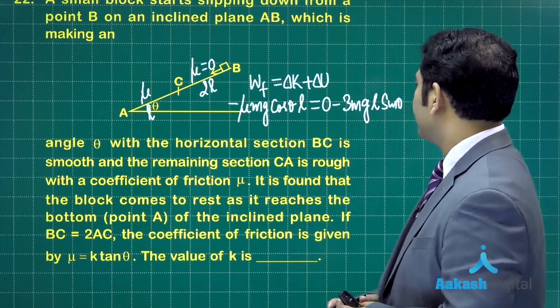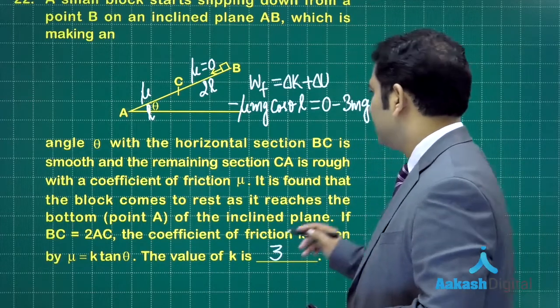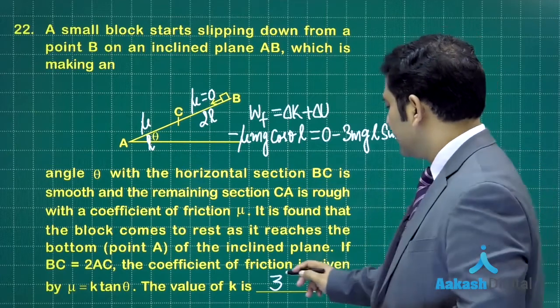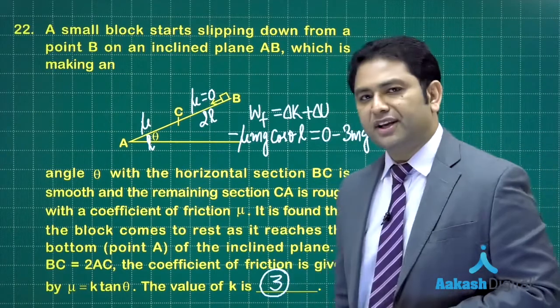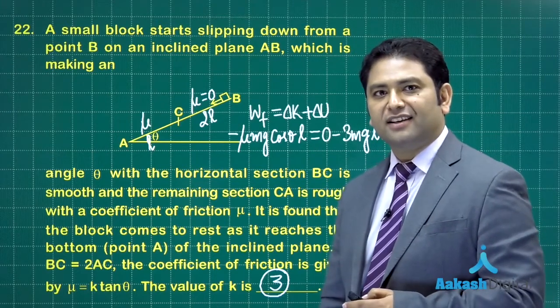So straightforward, you can see mu equals to 3 tan theta. So the value of K would be 3. Question number 22 will have the correct integer as 3. Let's go for the next, question number 23.